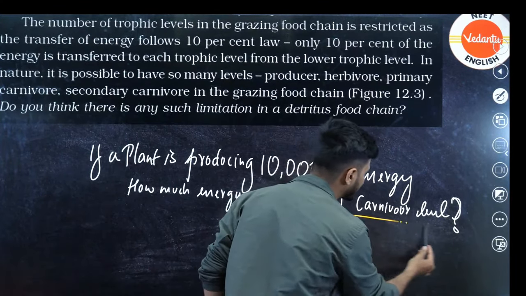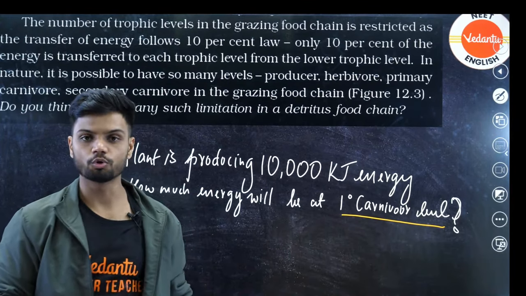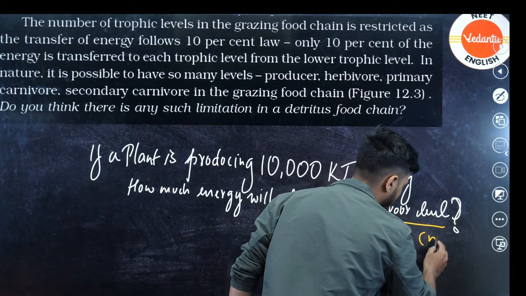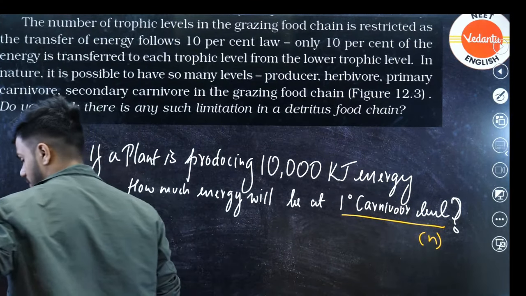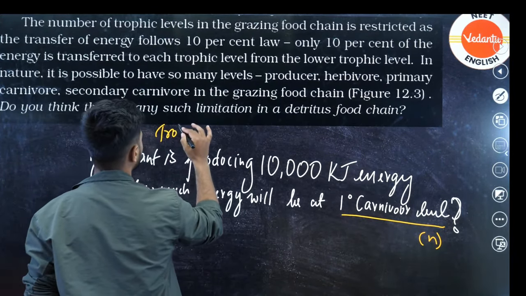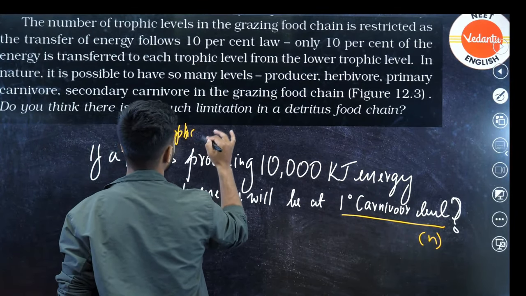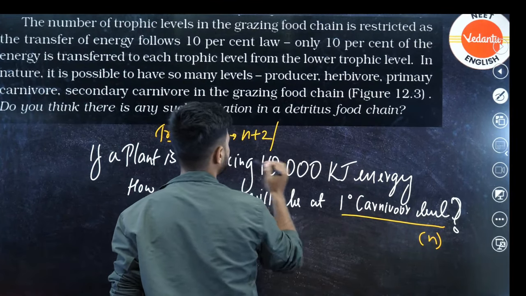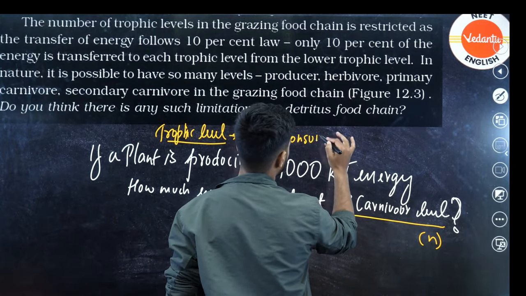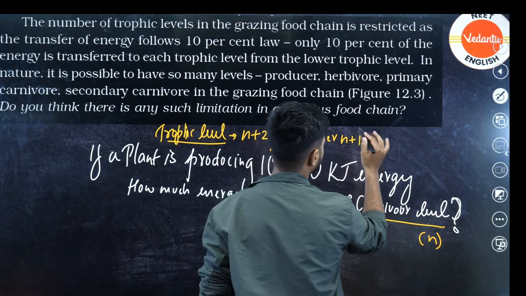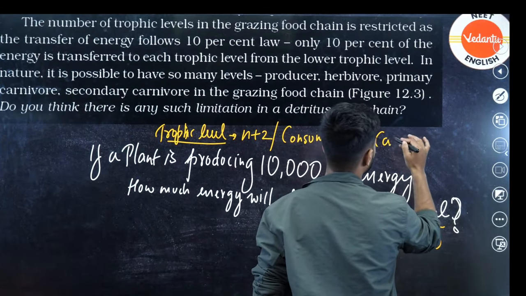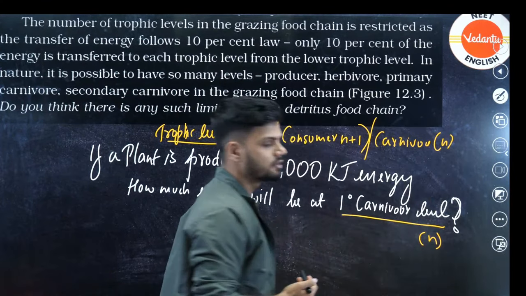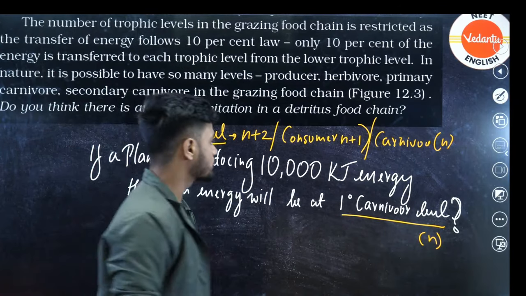Whenever they're asking you such questions as primary carnivore level, take carnivores as N. There is a small formula. Trophic level is always N plus 2. Consumer is N plus 1. And carnivores is N.